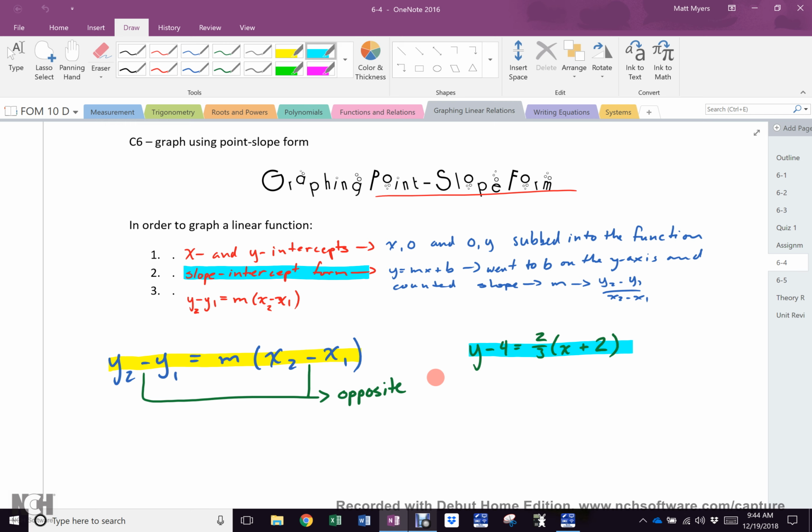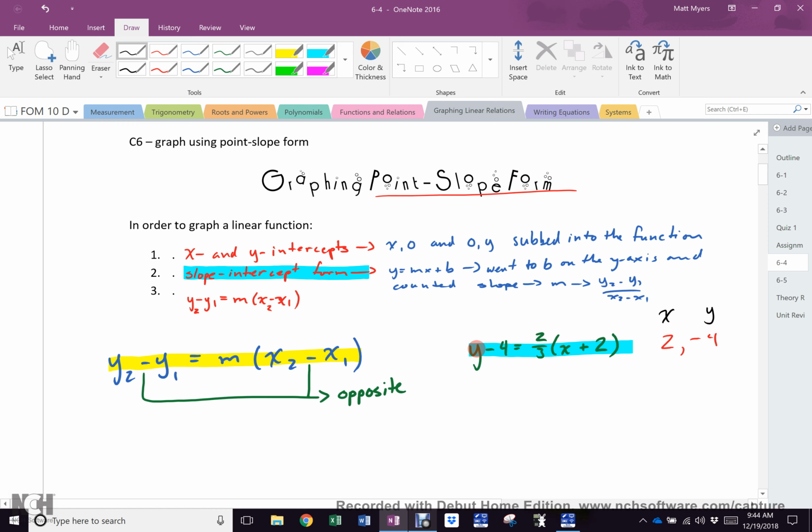So, Ariana, what do you think is the starting point? 2 and negative 4. Everyone agree? Is that a decent guess? Everyone's happy with that guess? All right. That 2 is what value? It's an x value, correct? That negative 4 is what value? A y value.